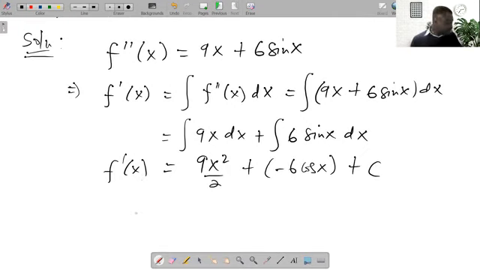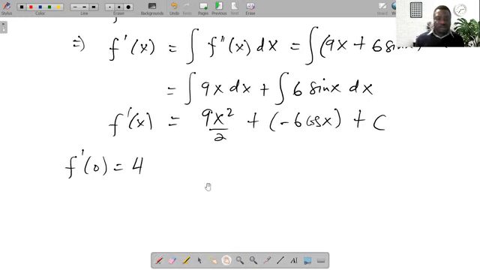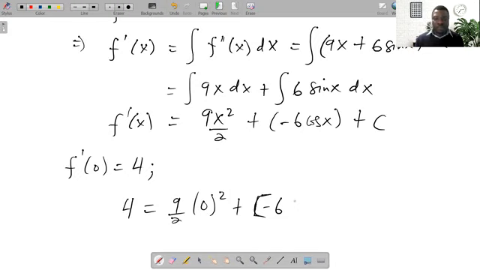We are given initial conditions that f prime of 0 equals 4. And so we can use that to find the c here. So basically what it means is that 4 will be equal to 9 over 2 times 0 squared plus negative 6 cos 0 plus c. So I believe you understand what we're doing here.